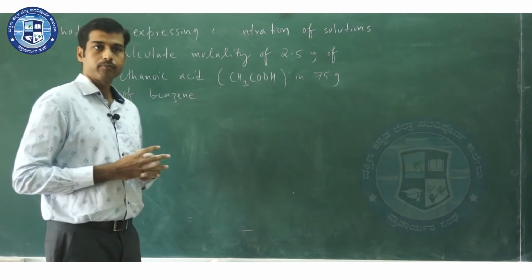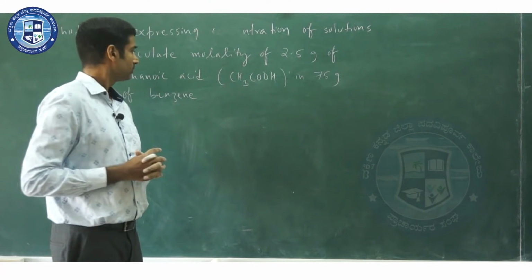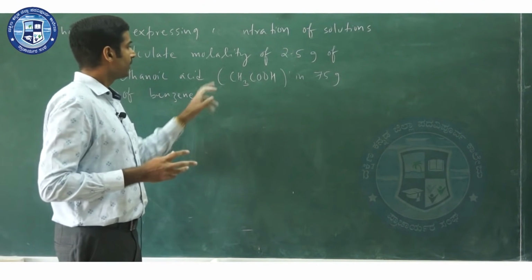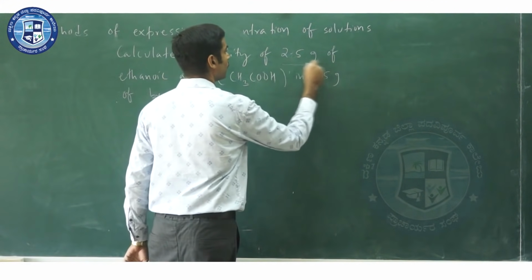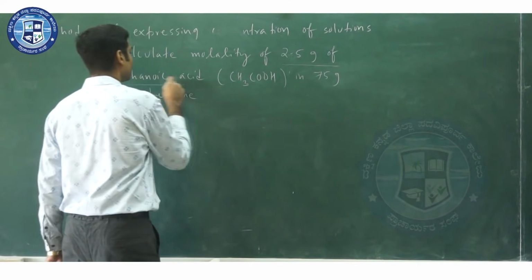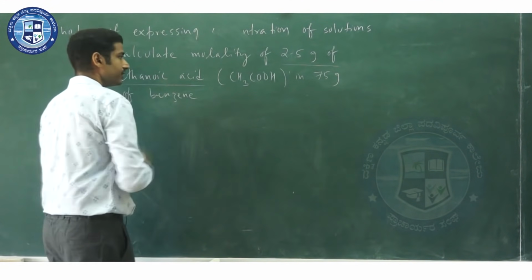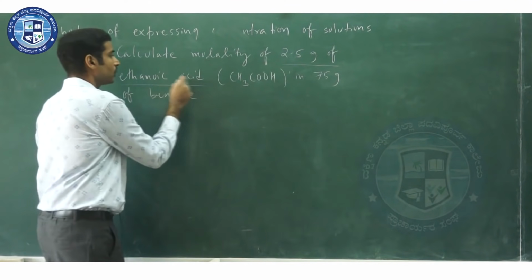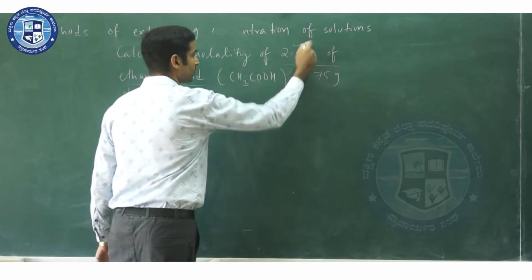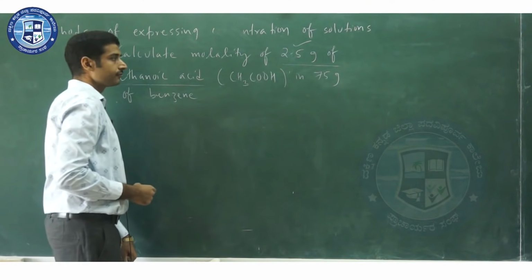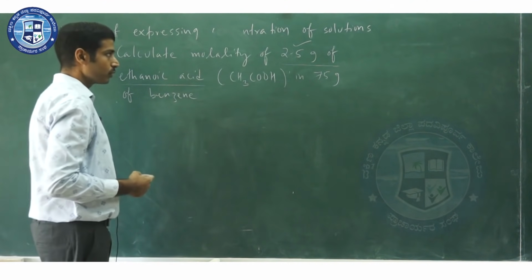Here we have a problem from your NCERT text to understand the concept of molality, and in this particular problem you have to find out the molality of 2.5 gram of ethanoic acid dissolved in 75 gram of benzene. So you will observe that ethanoic acid or acetic acid is present in smaller proportion, is the solute, whereas benzene is a solvent, it is present in a larger proportion.